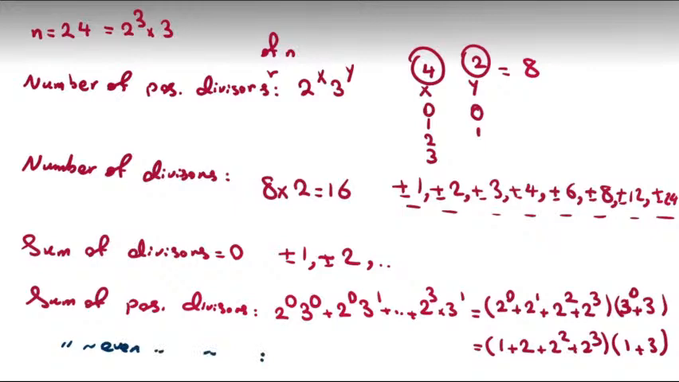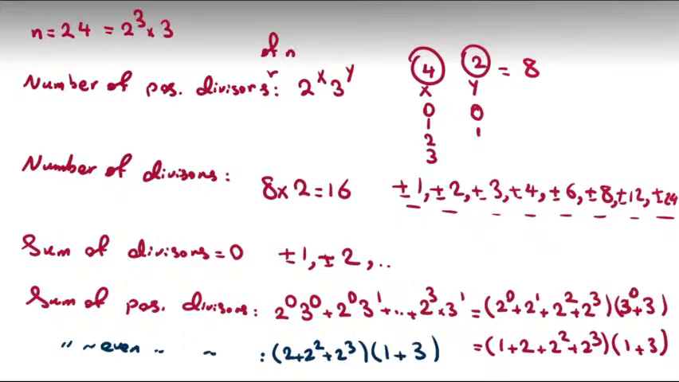If the problem says, for example, sum of positive even divisors, you should pay attention to this part. You should remove 1, because 1 is odd. If it says sum of odd divisors, you should cancel this part instead. So it depends. For example, here it is even, so (2 + 2^2 + 2^3)(1 + 3).